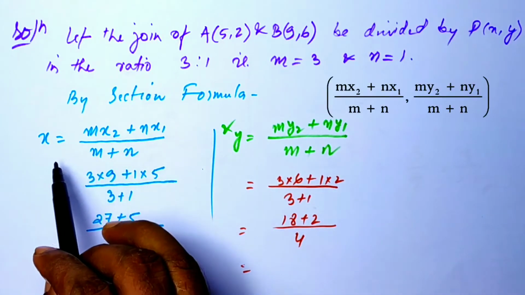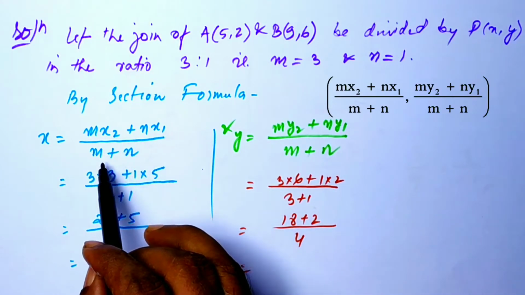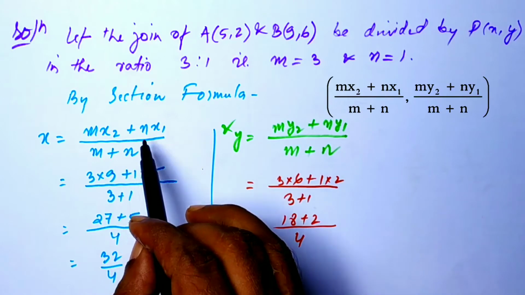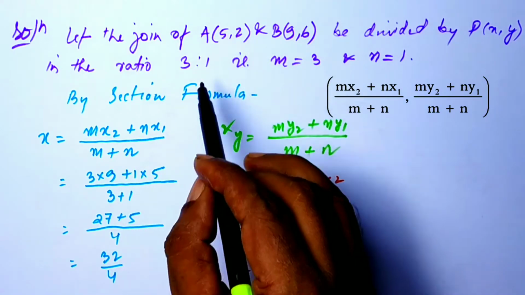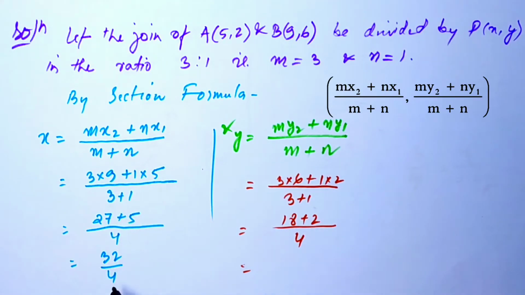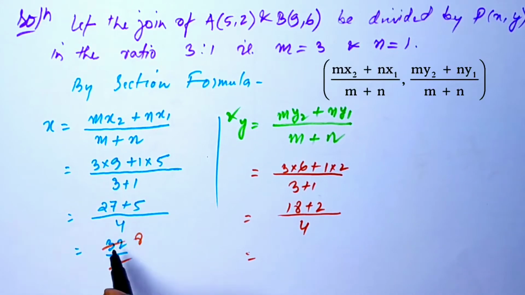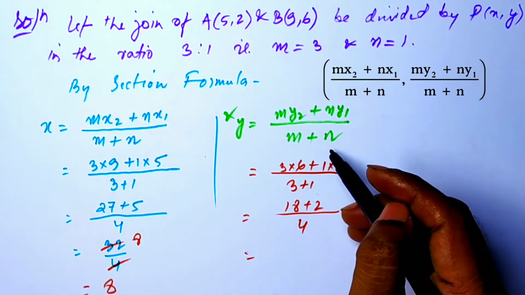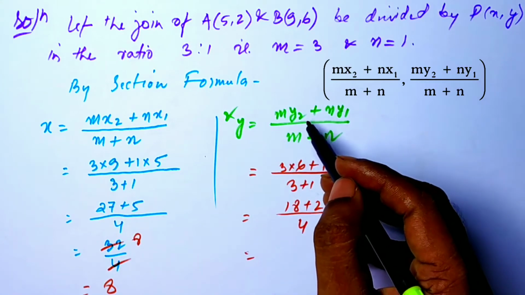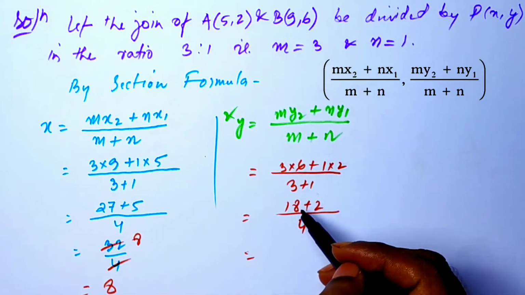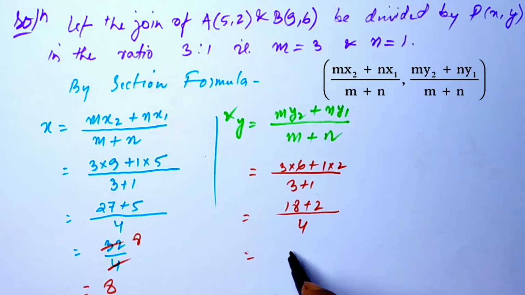By the section formula, x equals (mx2 plus nx1) divided by (m plus n). So m is 3, x2 is 9, n is 1, x1 is 5. 3 times 9 is 27, 1 into 5 is 5, 27 plus 5 is 32, divided by 4, so 8. And y equals (my2 plus ny1) divided by (m plus n), so m is 3, y2 is 6, n is 1, y1 is 2. 3 times 6 is 18, plus 1 into 2 is 2, 18 plus 2 is 20, by 4, so it is 5.